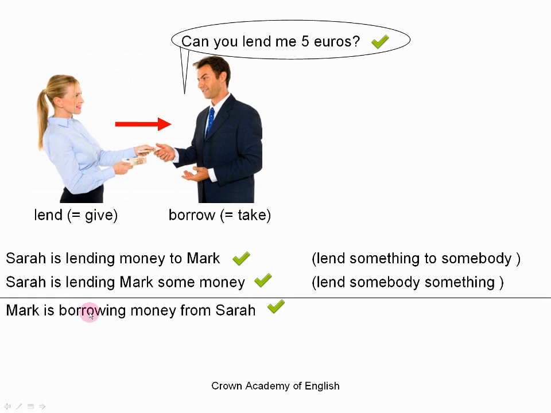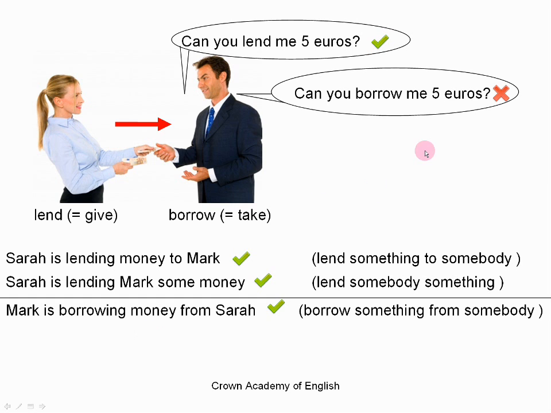Now let's look at the word borrow. Mark on the right here is borrowing money from Sarah. So the person who is receiving the object, we say he's borrowing the object from somebody. So when we want to use the verb borrow, we say borrow something from somebody. The word from is important. And for the verb borrow, that is the only way that we can use the verb. There is no second way of using the word.